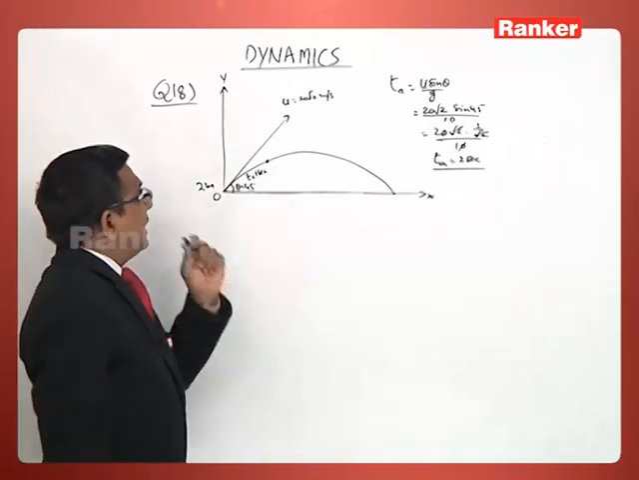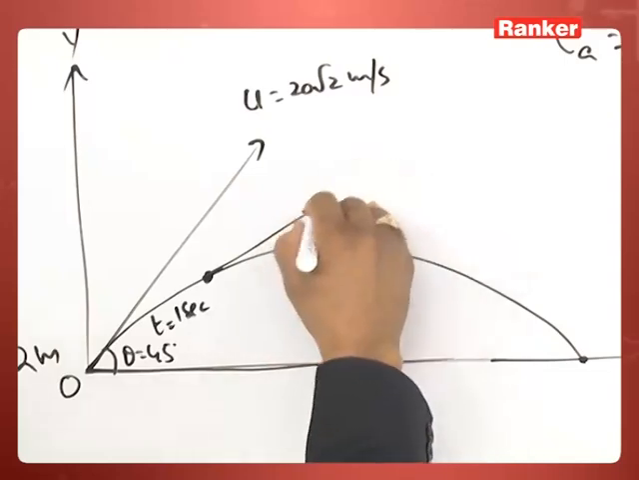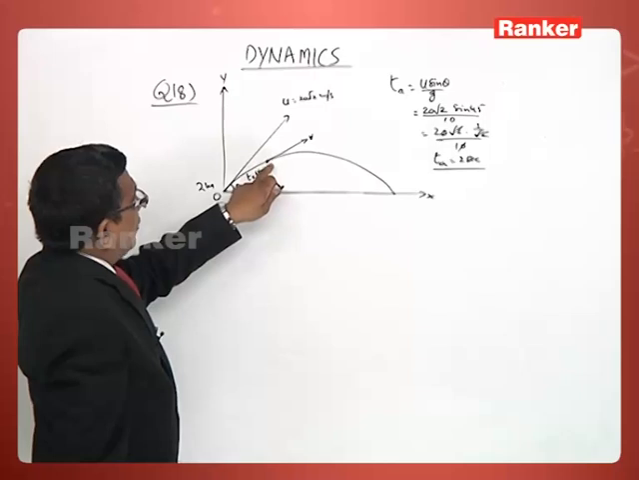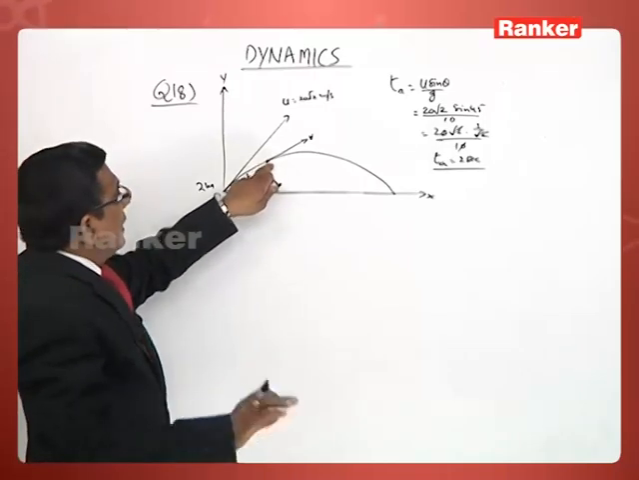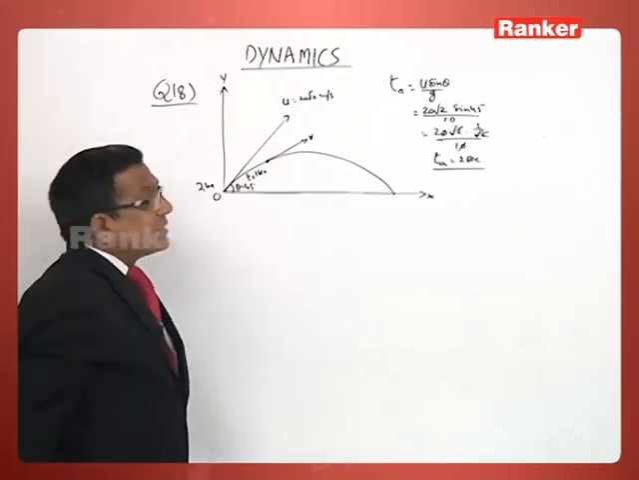And when it reaches here, what is its velocity? Velocity will be along the tangent drawn at that point. And this is the velocity. And that velocity you have to calculate. And here you have to apply the law of conservation of linear momentum. So let us calculate this velocity.